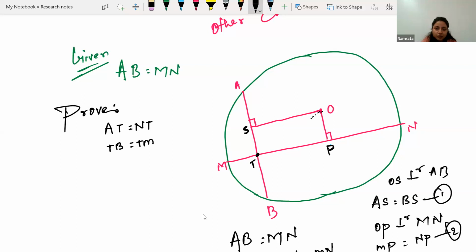If we drop a perpendicular from here, can we prove these two triangles congruent? I'm talking about this triangle and this triangle. Can we prove these two are congruent? Yes or no? The yellow one and the green one. Here we are having a common side OT. OT is the common side we are having. What else are we having? We can see 90° over here and 90° over there. So there is a 90° angle in both the triangles. And what else? Anything else?